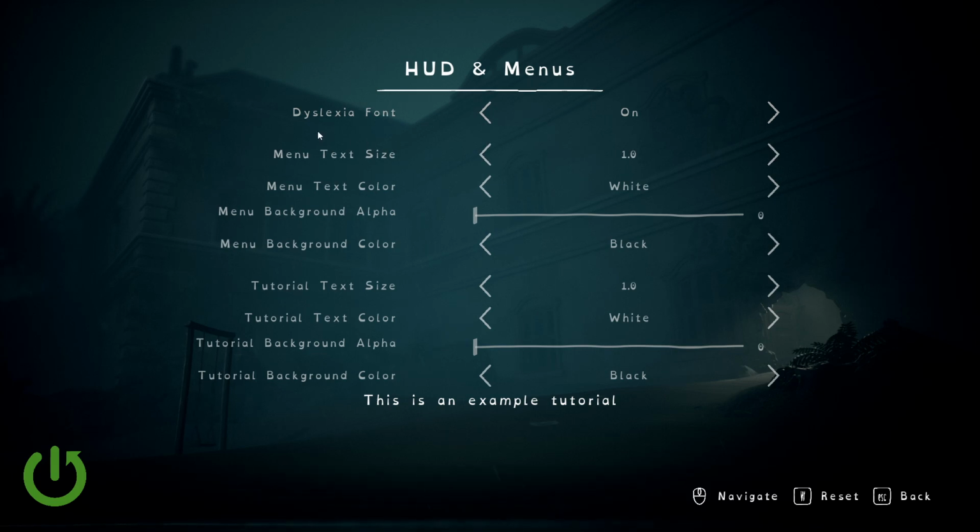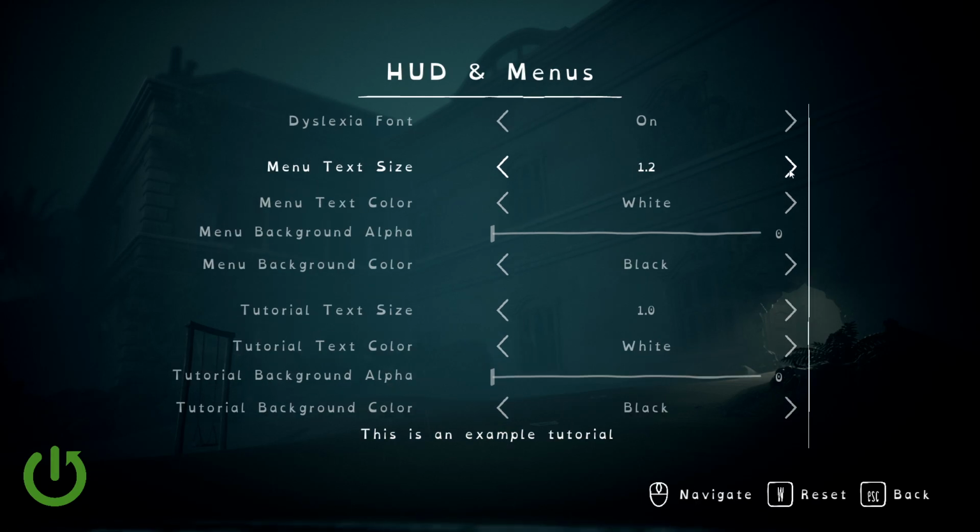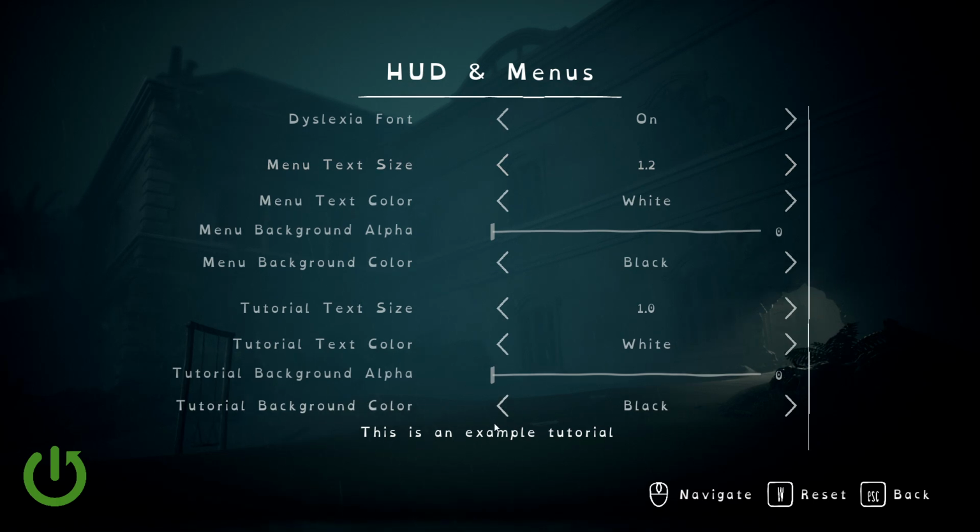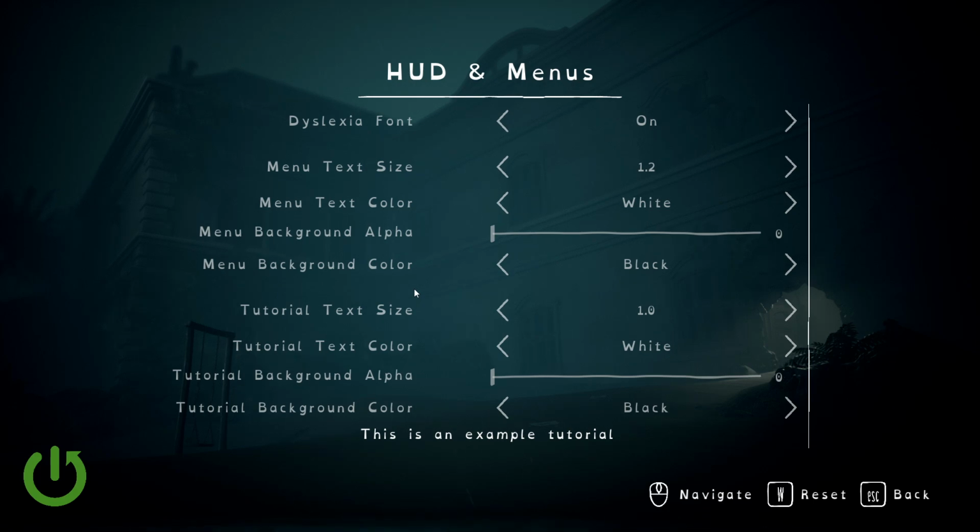However, if you want to improve the readability even further, you can always enable or increase the menu text size to, for example, something like this, just so it is easier to see. But you probably want to focus on the tutorial text size, which is a text bar that can appear in-game, and if you want to increase this, you can always do that, between 1.0 to 1.5, like this. And yeah, actually that's all for this video.